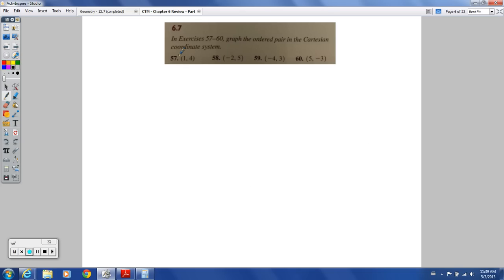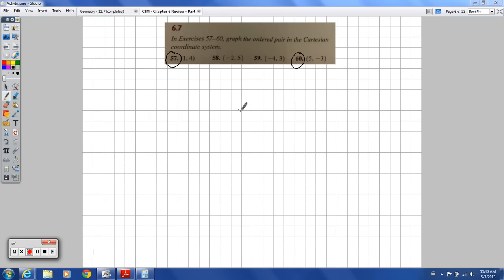Number 57 and number 60, graph the ordered pair in the Cartesian coordinate system. So let me get the grid on here for this one. And I'm going to plot these both on the same set of coordinates. That's going to be totally fine. So 3, 4, 1, 2, 3, 4, 5. Okay, that should be enough.